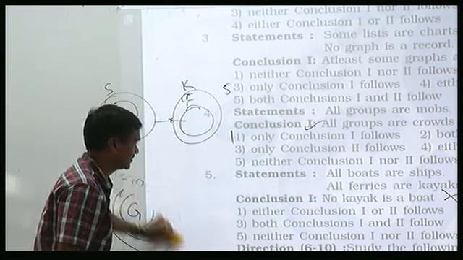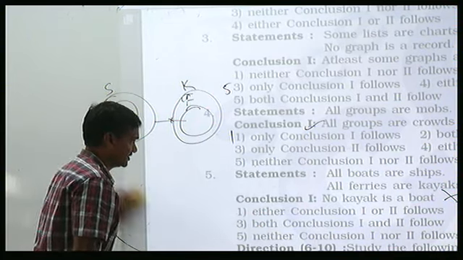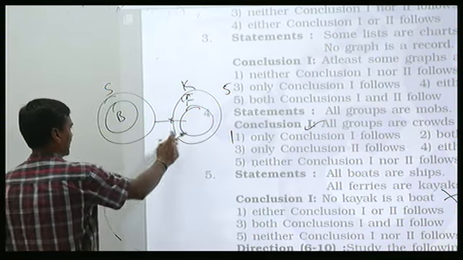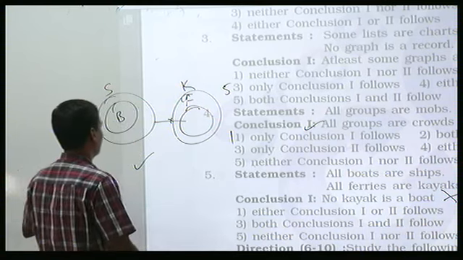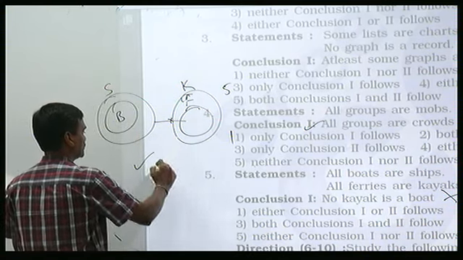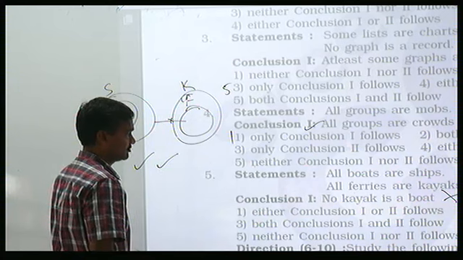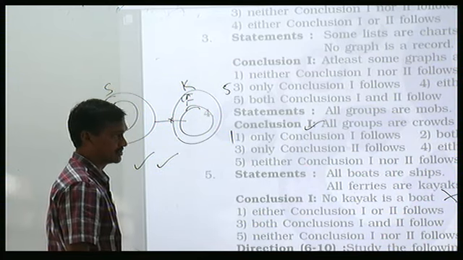Then what is the first conclusion here? No kayak is a boat. As of now it is true, no kayak is a boat. Next one. No ship is a kayak. No ship is a kayak is also true, isn't it? Now sir, both the conclusions are true with the help of the basic diagram.